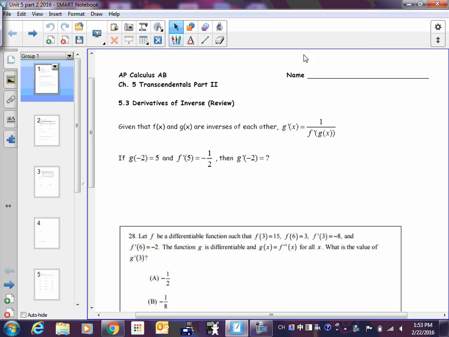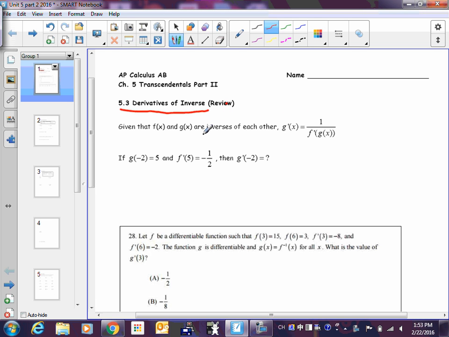Okay, so the first part of today's lesson is review of derivatives of inverses. We did this back in late November, early December, and I kind of just previewed it to you then, so that hopefully, even if it's new, it's still the second time you learned it, and your brain's going to accept it better than the first time.